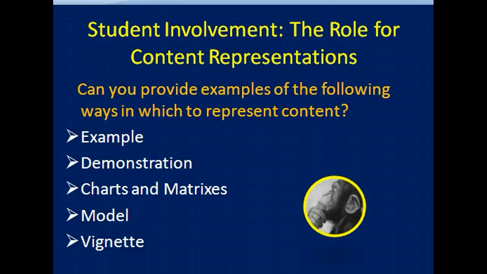So when we talk about representing content, these are the 5 ways in which content can be represented. As you're teaching and developing your lesson plan and preparing to teach, it's important to be thinking about how you're going to represent that content to students. Having a visual or involving them in a demonstration, a case study or vignette helps them to be more actively involved, and the opportunities to remember that information will be enhanced by using these representations.